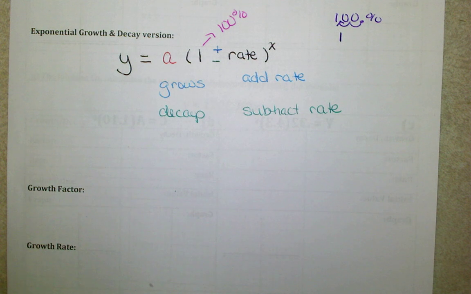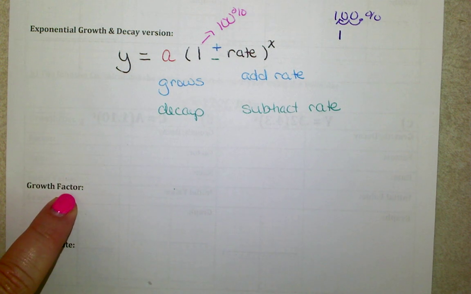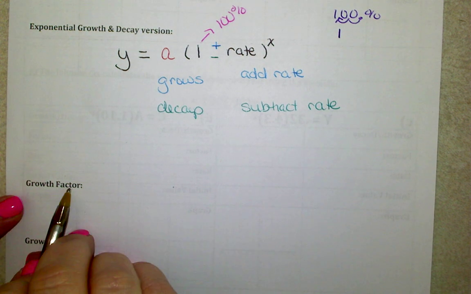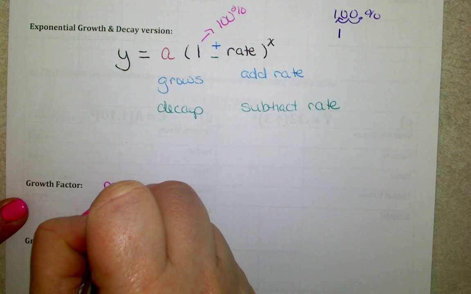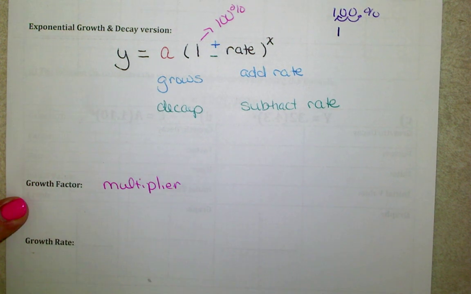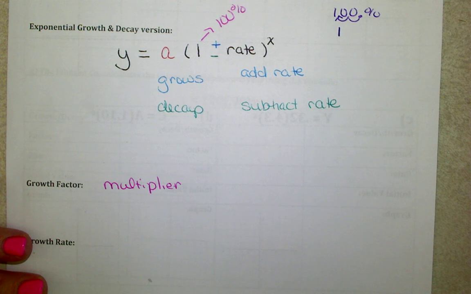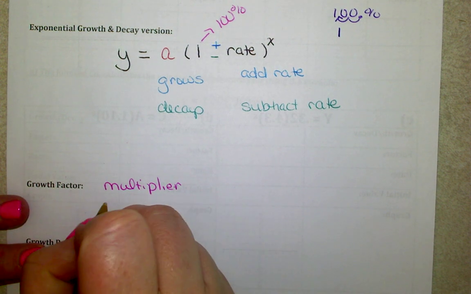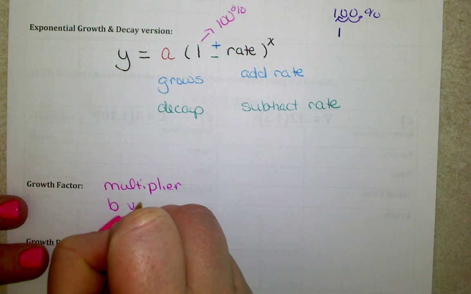Okay, so factors are what we multiply to get that answer, right? To get the product. So a factor is something that you have had to deal with in multiplication. So the way that I look at a growth factor is I look at the multiplier. And basically, it's just your b value.